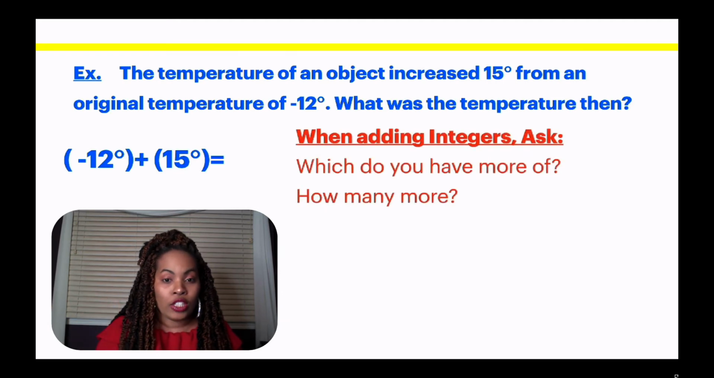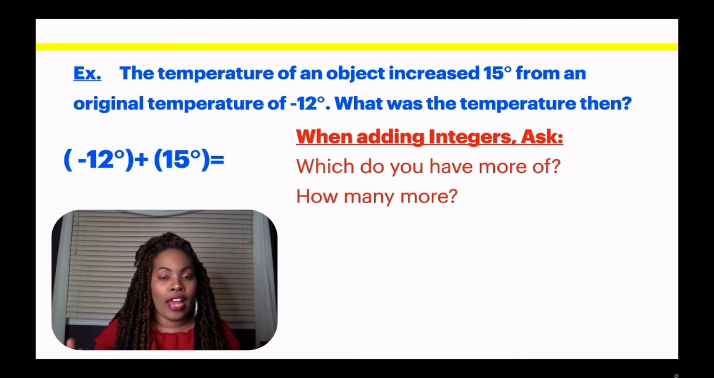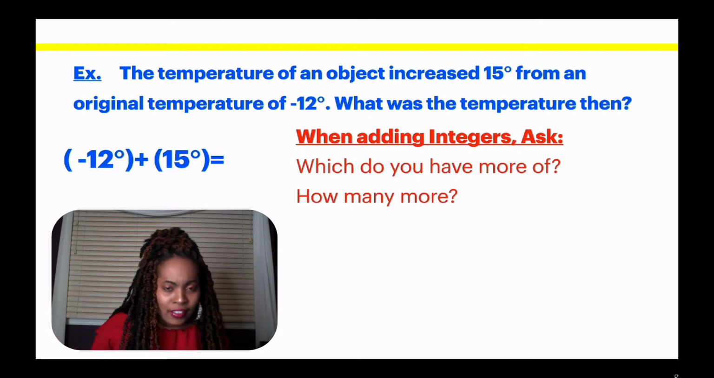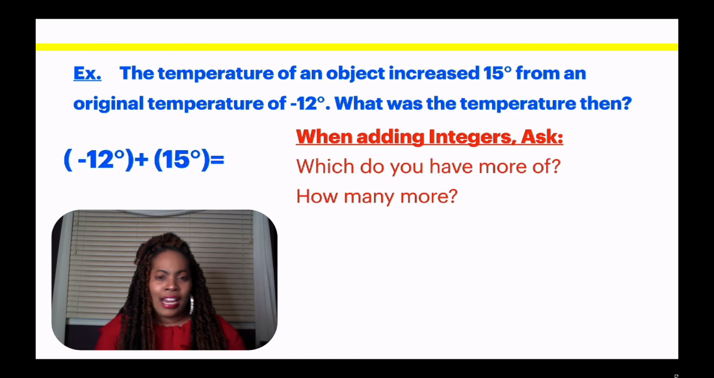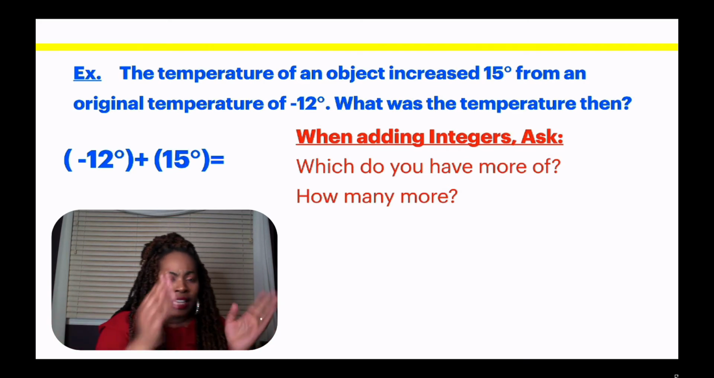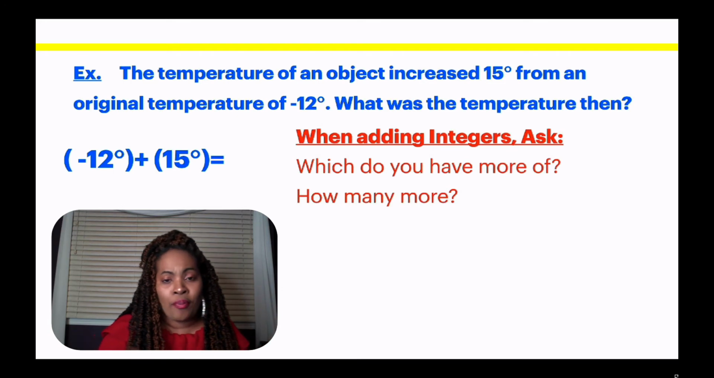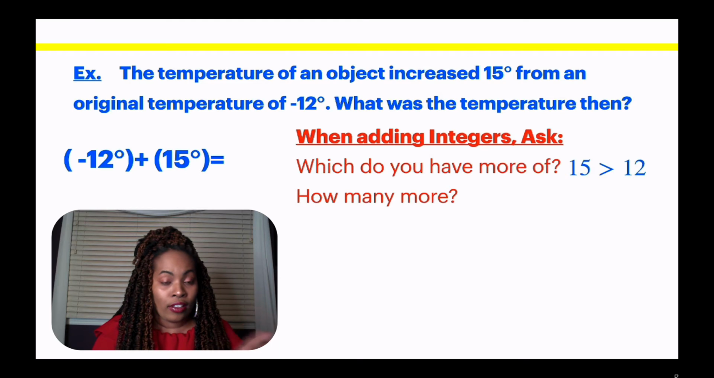And those questions are, which do you have more of? When I say which do you have more of, I mean, are there more positives or more negatives? Because remember, they don't like each other and there's a battle that's been going on between them forever and they take one another out. But in this case, you don't have to do a lot of P's and N's. You can just look and see, do I have more positives or negatives? And in this case, 15 is greater than 12. 15 is our positive number. We have more positives. Therefore, our answer is going to be positive.